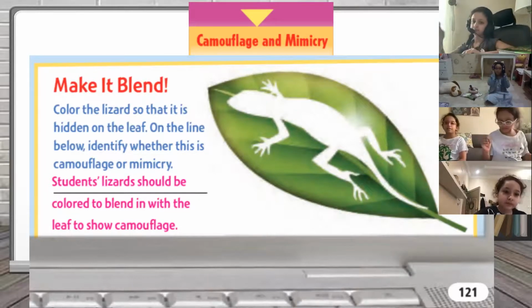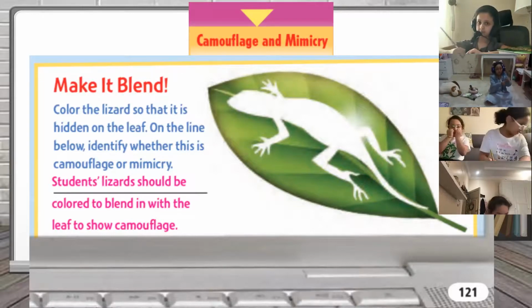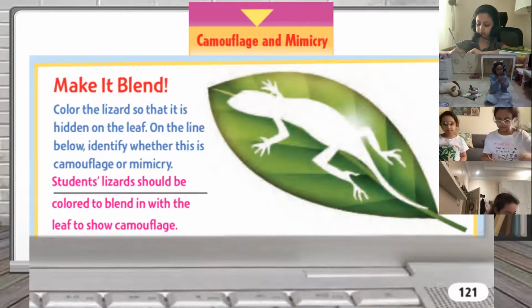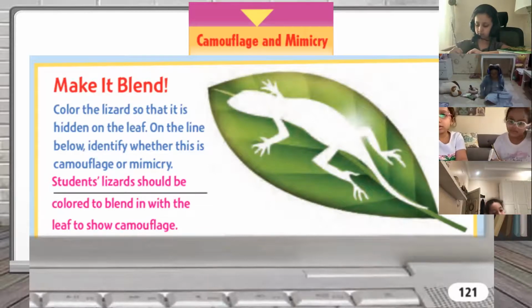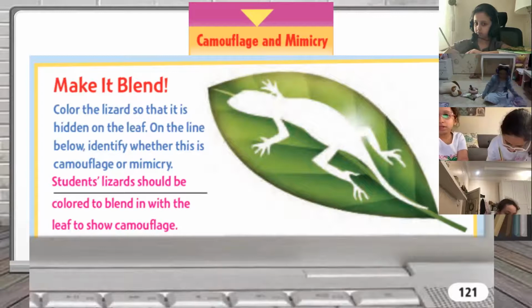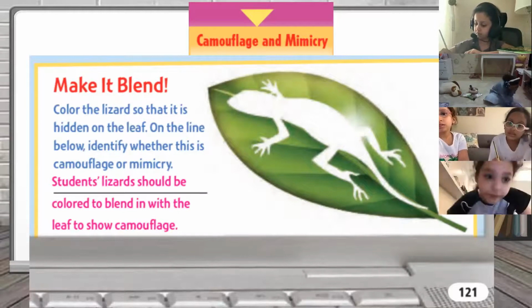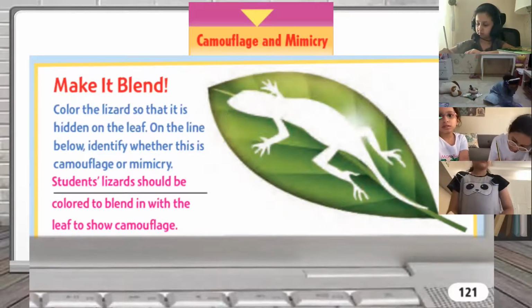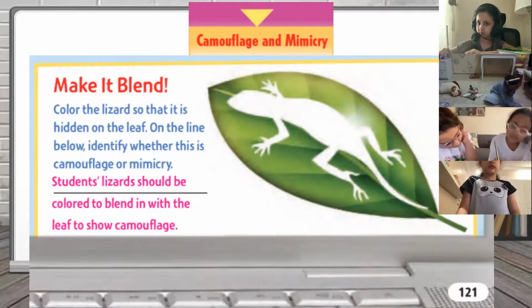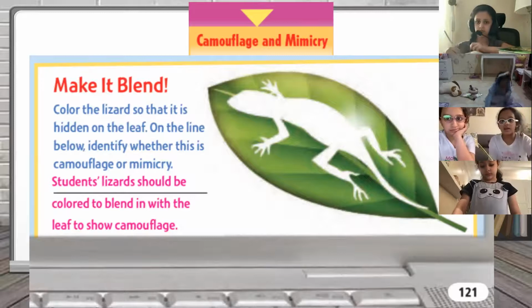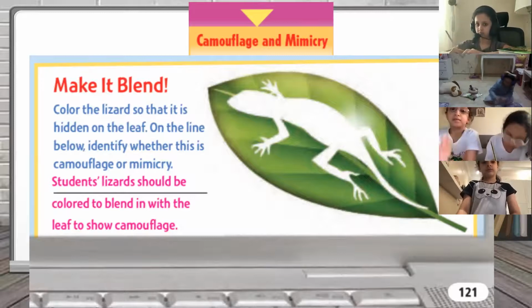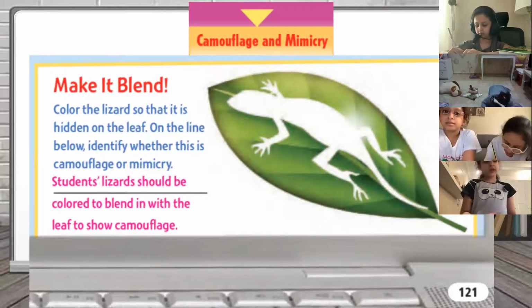Camouflage. Yeah. You can hear me. No, it doesn't let you know that this is another animal. It makes you think that there's no lizard on the leaf. So this is camouflage when it blends in with green. So guys, camouflage is when it blends in with the environment, but mimicry is when you think that this is another animal and this is not a lizard. So does it blend or make you think another animal?